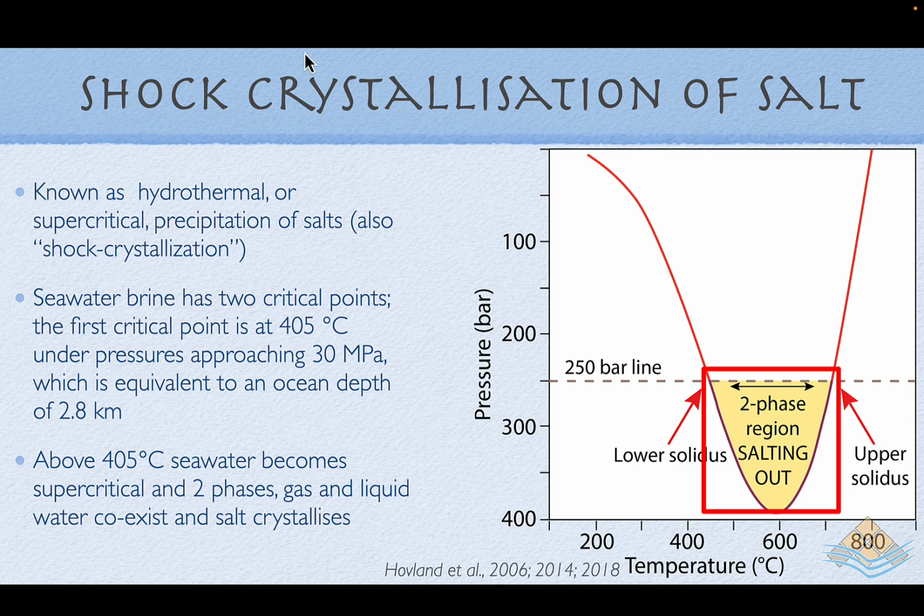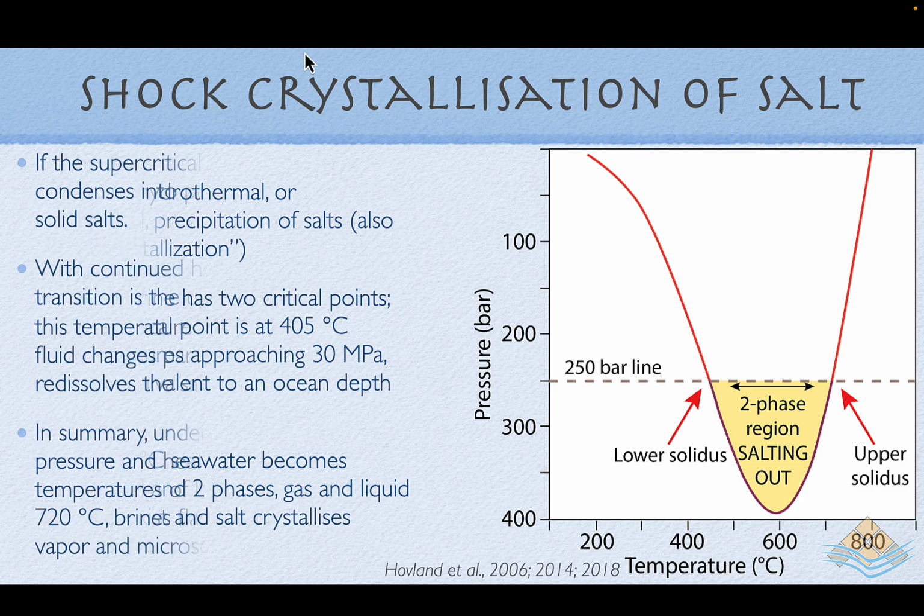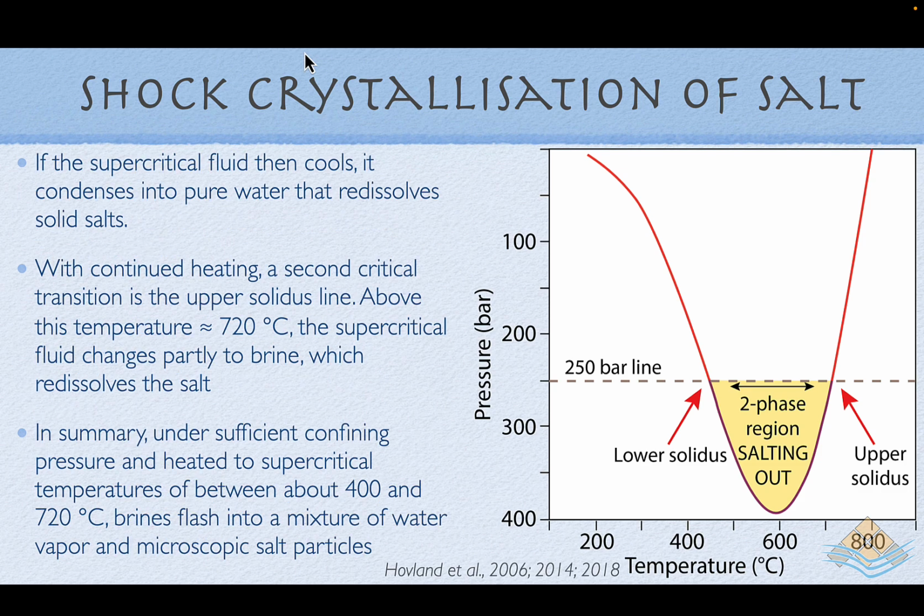But of course, we have to have a heat source to bring our temperatures up to such high levels. Once we go above 405 degrees, the seawater becomes supercritical, and we have two phases, gas and liquid, coexisting, and we have a massive salting out or crystallization of ultrafine salt particles. If we then cool that supercritical fluid to temperatures below its critical point, it can redissolve those solid salts. If, on the other hand, we continue to heat, we find a second critical transition, which is called the upper solidus line.